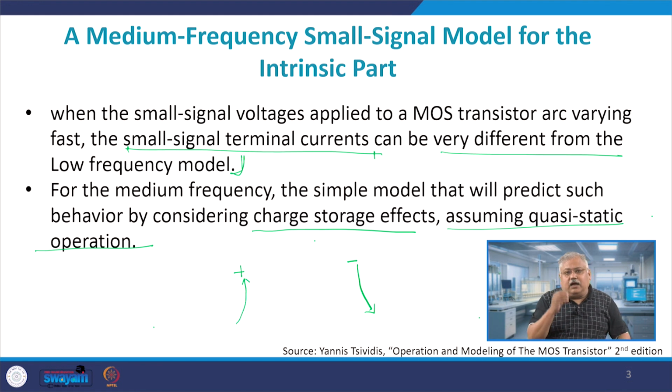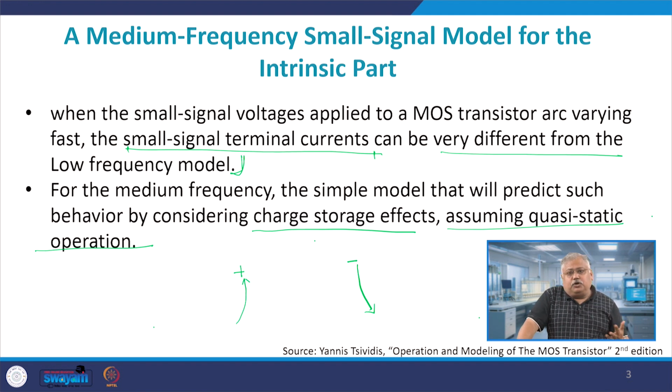Let us suppose I have a medium frequency signal given to the gate side. Since the charges are not able to respond clearly to the input signal, the charge will lag behind the signal and there might be some charge storage effect taking place, meaning charges will be stored at a particular point within the device. This storage of the charge is known as the charge storage effect.